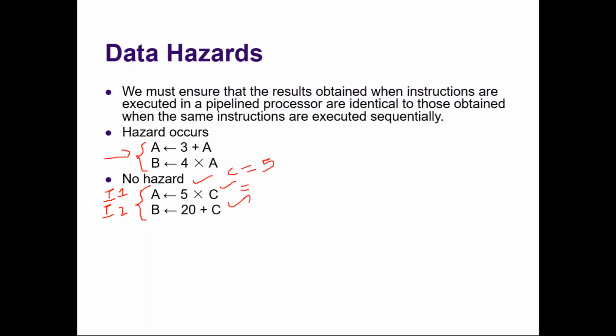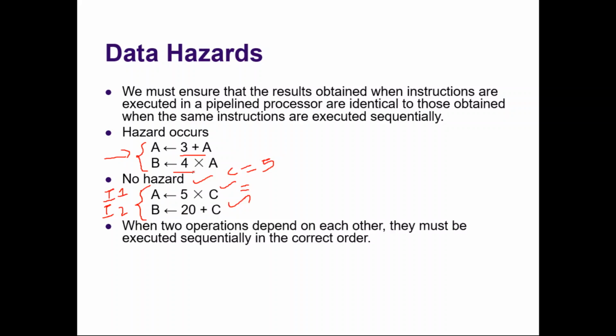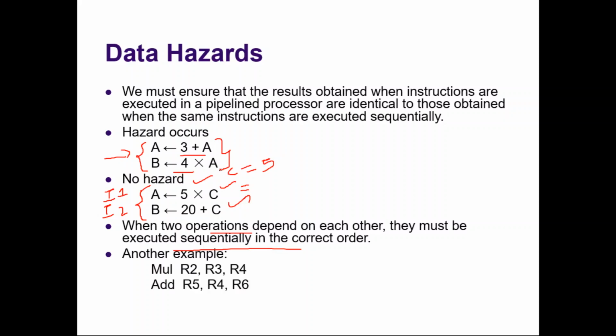These two instructions can be executed concurrently and it will not create any hazard. Whereas when you execute these two instructions concurrently, it may create hazard, and we should be cautious about that. When two operands depend on each other, they must be executed sequentially in the correct order. So here these two instructions depend on each other, so they should be executed sequentially. Or if you are using pipelining, then it should be stalled at appropriate place. That we'll be discussing. So here we say that these two instructions are dependent on each other, but these two instructions are not dependent.